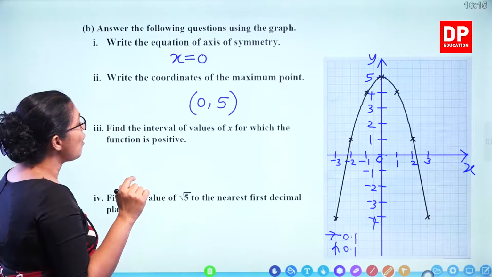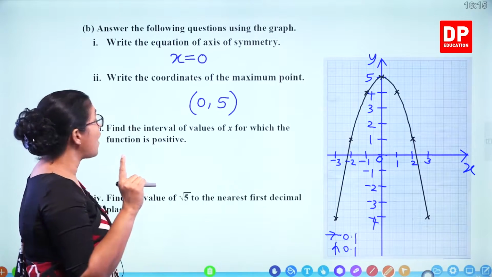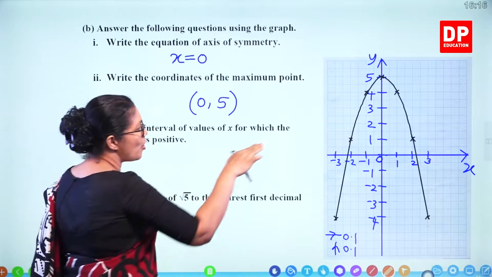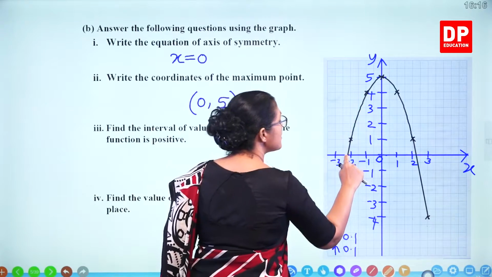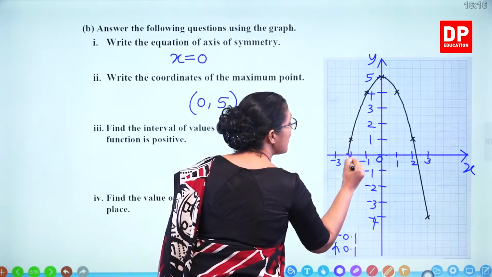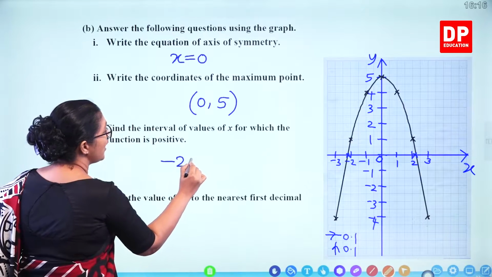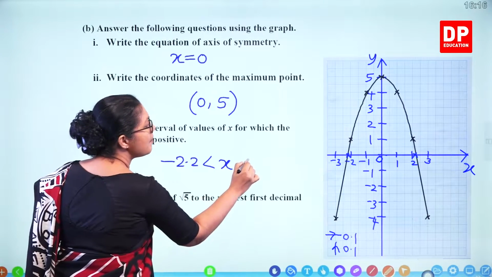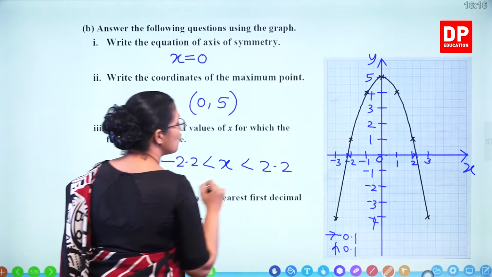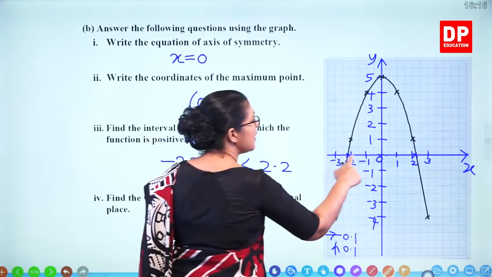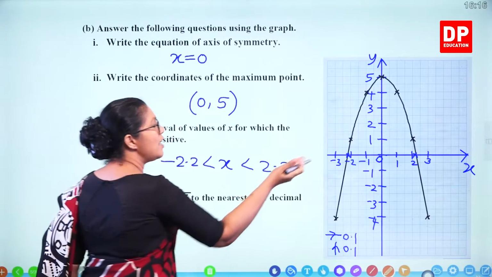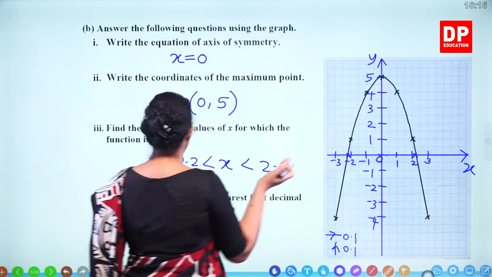Find the interval of values of x for which the function is positive. Positive means y values are positive here to here. So this value to here. So minus 2.2 and plus 2.2. So those are the 2 points here, here and here. So in between you get positive values.